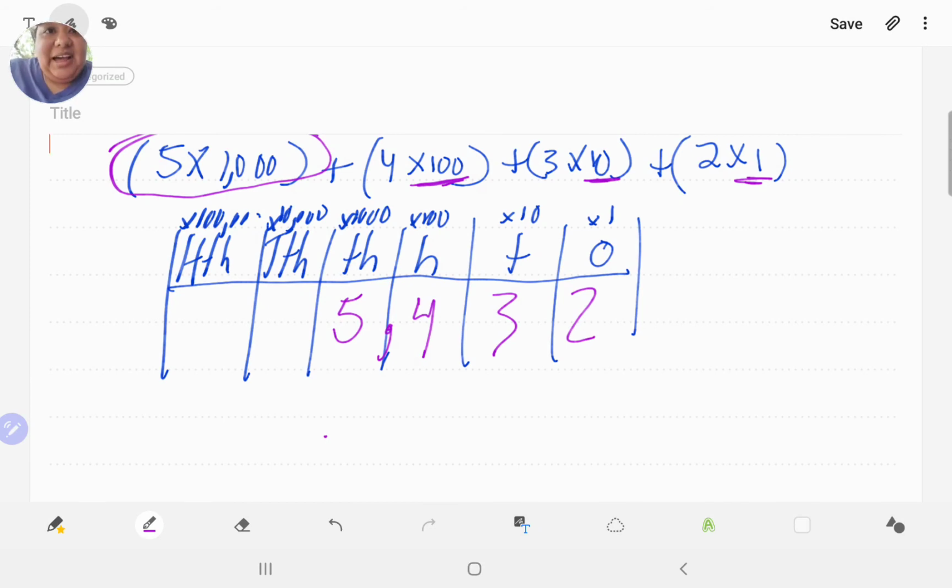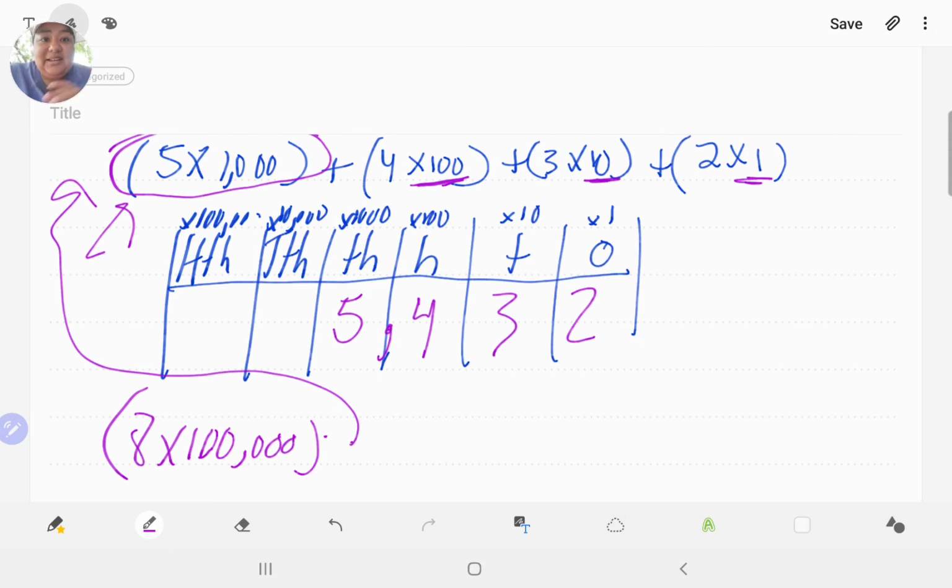Now, if I wanted to add something else and I said, we're going to keep this one, all of that, but I put 8 times 100,000. And then we go to that. What am I going to put in my 100,000? An 8. Do I have any 10,000? No, so that's 0. So what's my new answer? 805,432. Guys, that's it. That's your lesson.